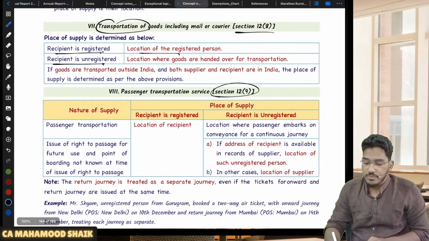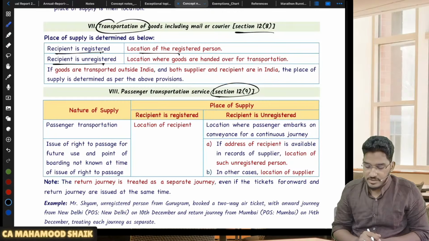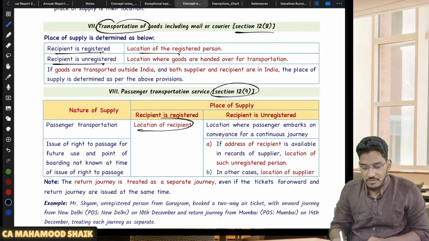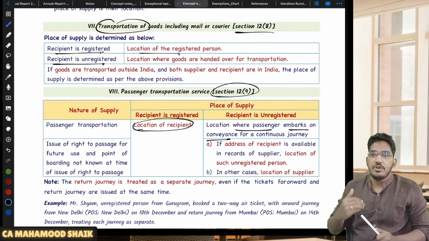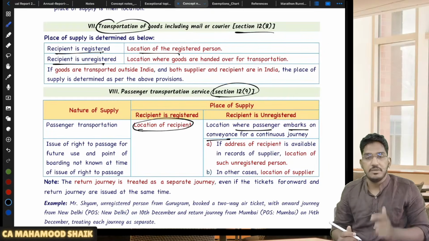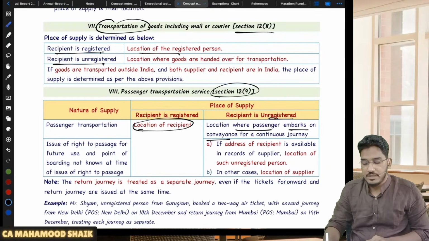Next, in relation to passenger transportation services, here also it depends on whether the recipient is registered or not. If the recipient is registered, always the location of the recipient. If the recipient is unregistered, wherever the passenger embarks on the conveyance, wherever you are boarding the conveyance for your journey, that will become the place of supply when the recipient is unregistered.